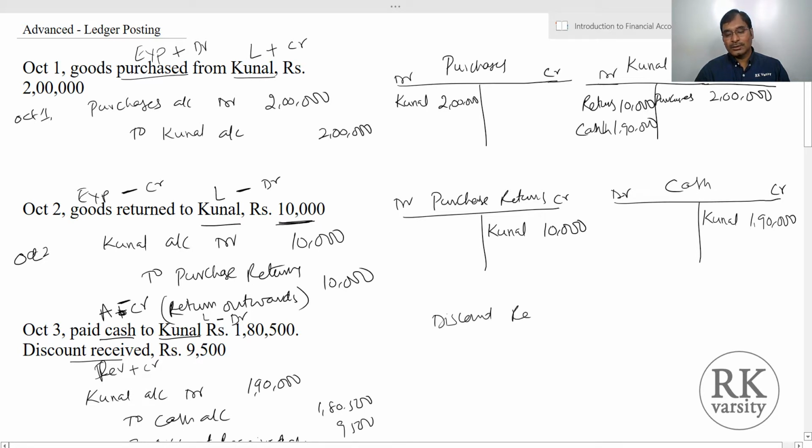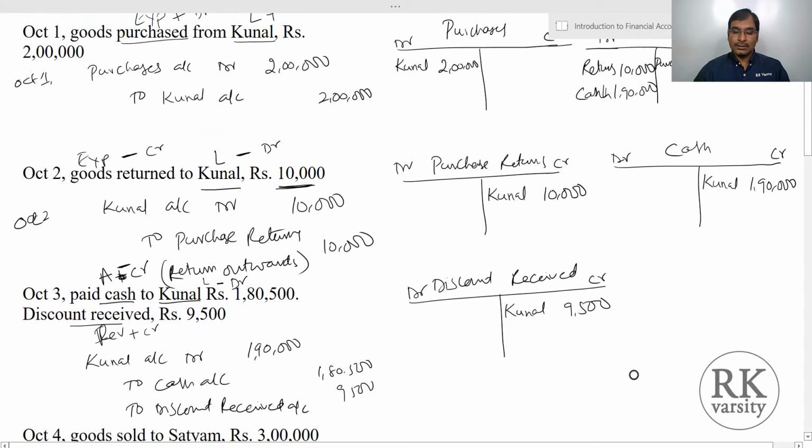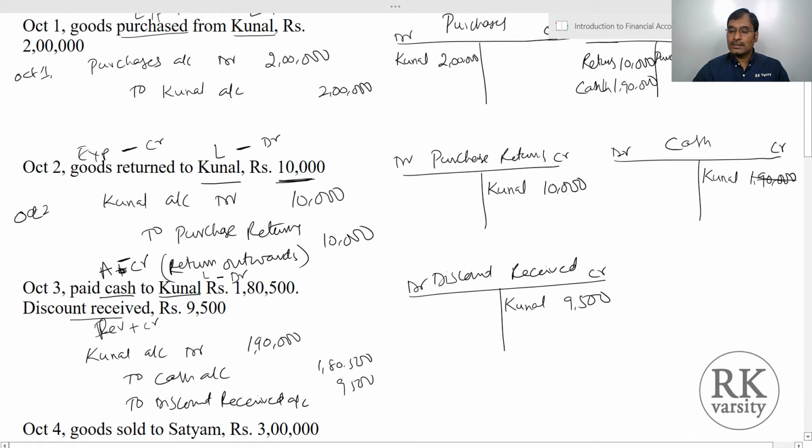Then we'll create another account for discount received. So discount received, debit and credit. Discount received is your revenue, and received from whom? Received discount from Kunal, and the amount is 9,500. So here cash paid to Kunal is not 1,90,000, this is 1,80,500. This is the cash amount we paid to Kunal.